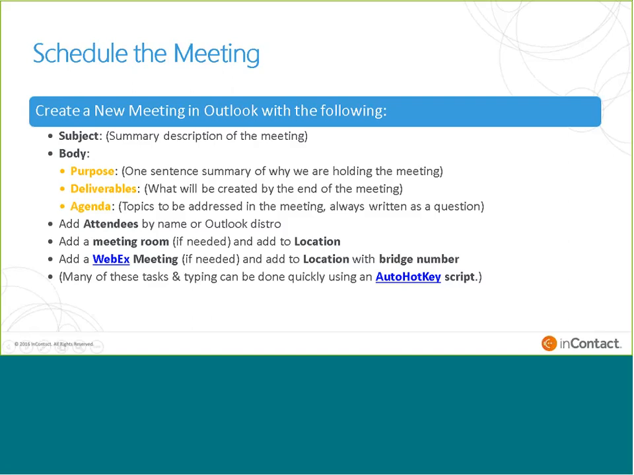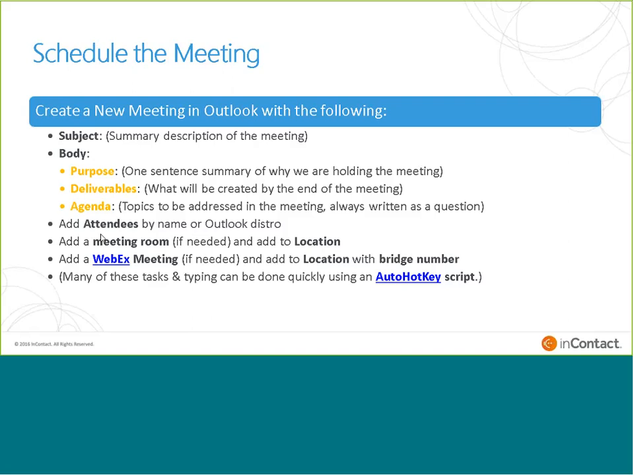Okay, number 3 on there, add attendees by name or by Outlook distro. Some of this is no-brainer stuff, but I'm just putting it all out there to be specific. So add a meeting room if needed, or add a location. Add a WebEx meeting, and there's a link there to some instructions in the KB. There are hyperlinks throughout all of this for more information about specifics if you want to learn how to do specific pieces. And you'd want to add the location with the meeting or with the bridge number if you need to as well.